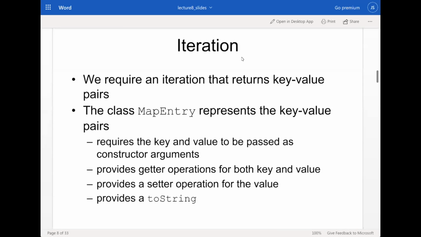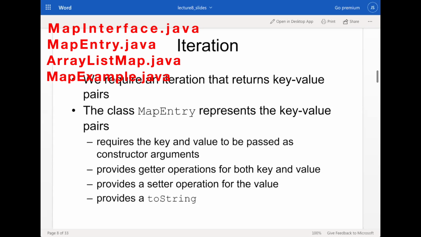Let's talk about iterations, how we iterate key value pairs. In your module, you should be seeing four sample codes: MapInterface.java, MapEntry.java, ArrayListMap.java, and your map example class. This map example class is a static main that runs the ArrayListMap.